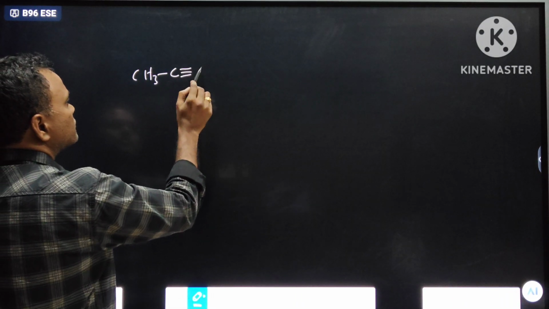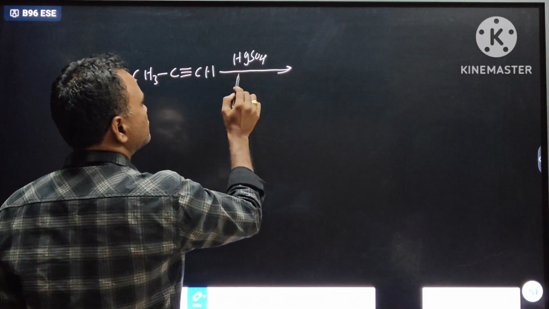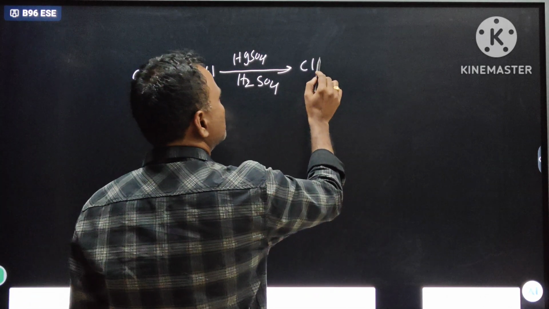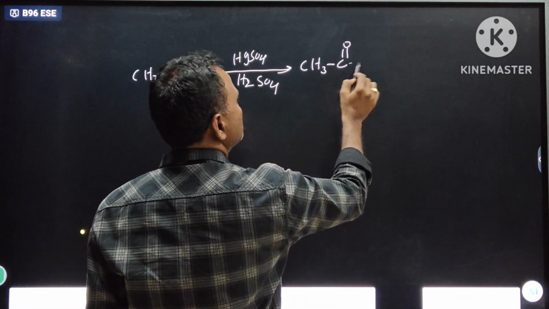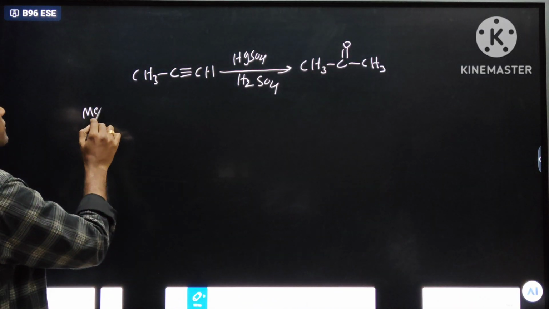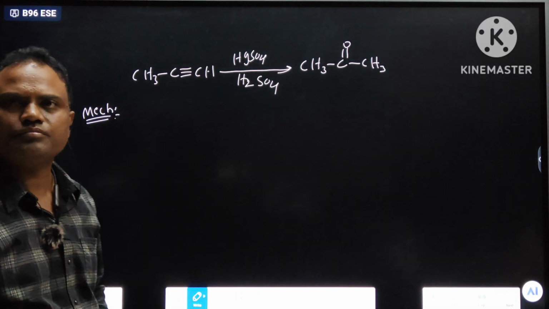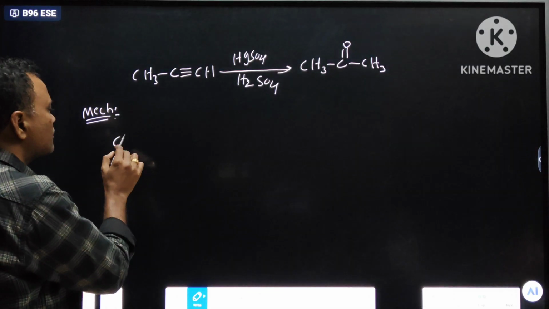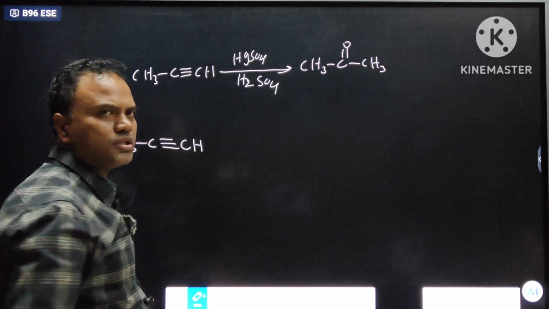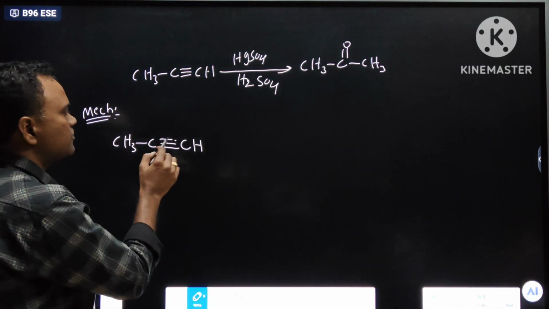CH3, HgSO4, H2SO4. First I'll write the product: CH3 C double bond O CH3, acetone. Look at this mechanism. What is the role of this reagent? This total reagent adds water molecule according to Markovnikov's rule.